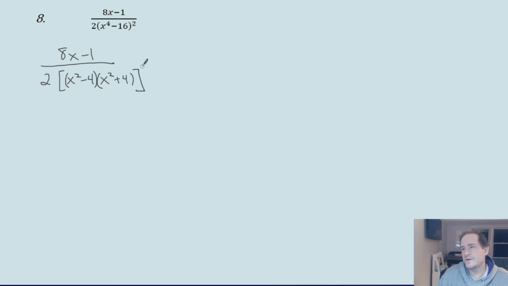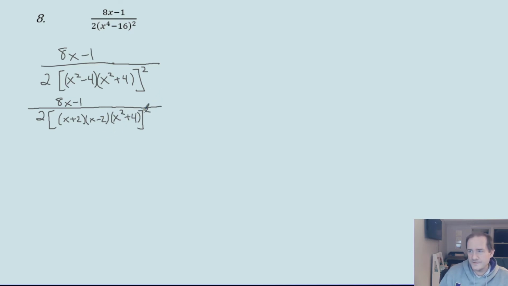And that's all squared. Alright, x squared plus 4 is irreducible, but x squared minus 4 can be reduced. So this is really going to be 8x minus 1 all over 2 times (x plus 2) and (x minus 2) and (x squared plus 4), and it's all squared. Alright, so everything is now fully... well, actually not quite.